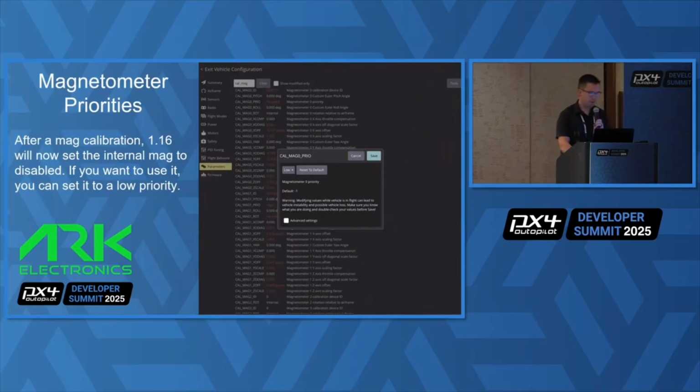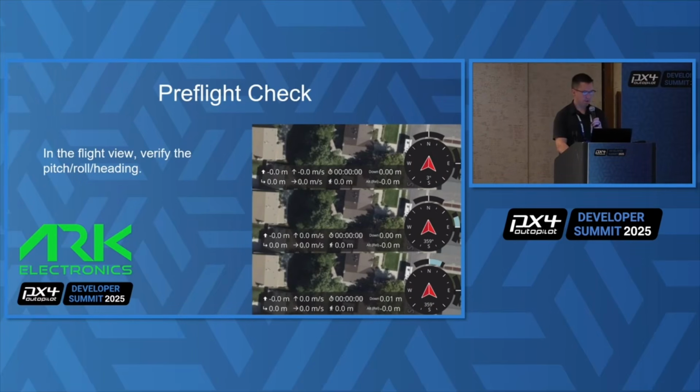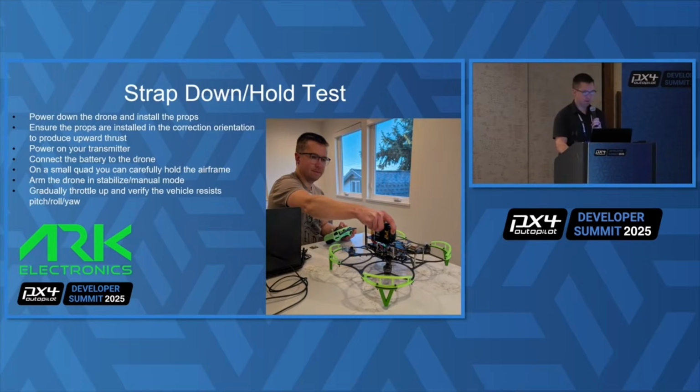You can set mag priorities. In PX4 1.16 now, when you calibrate your drone and it has an external mag, it disables your internal mag, which I actually like having an internal mag. I set it to a low priority so that it is a backup. You'll do pre-flight checks. You'll go into the flight view and you can tilt your drone around and check that the heading moves, check that your orientations are correct.